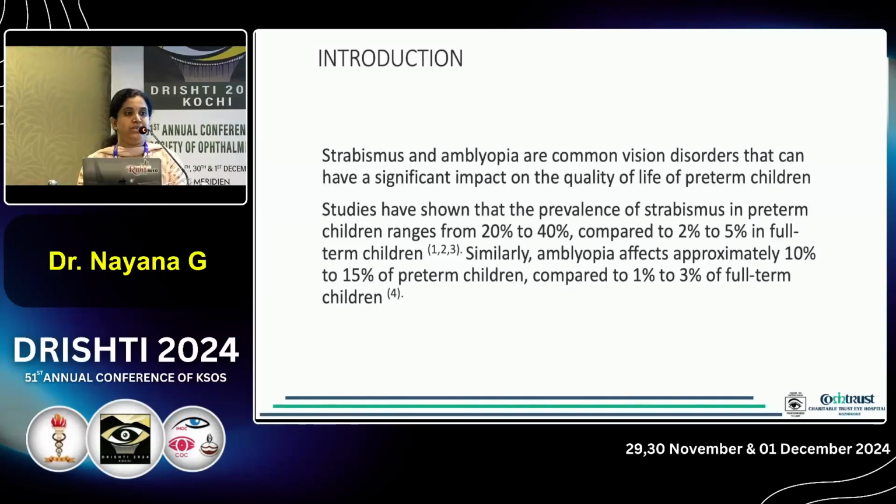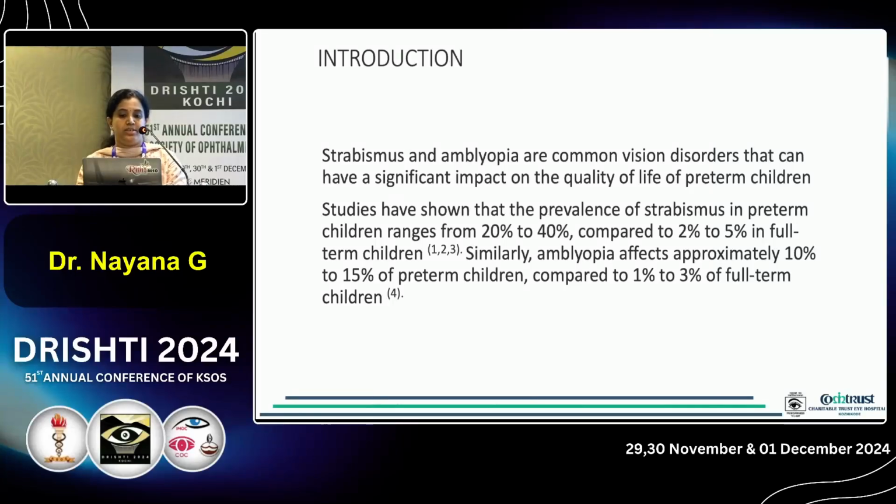I'll be presenting my study on understanding strabismus and amblyopia in preterm children, types and contributing factors. Strabismus and amblyopia are common vision disorders that can have a significant impact on the life of preterm children. Previous studies have shown the prevalence of strabismus in preterm to be around 20 to 40%, while in term it was around 2 to 5%.